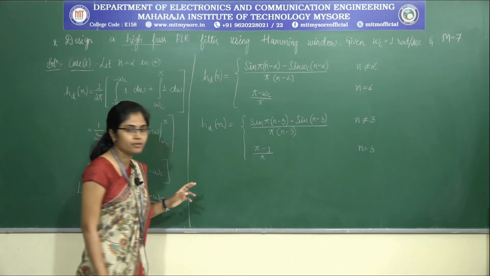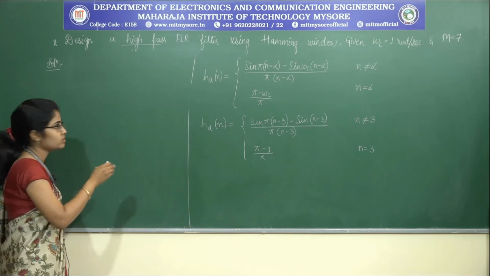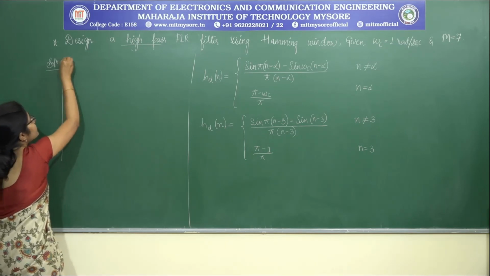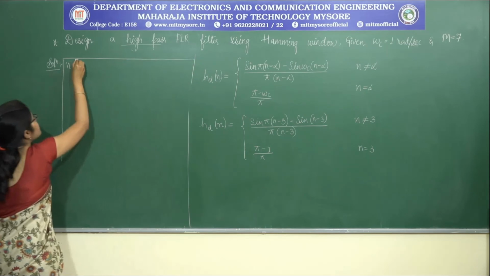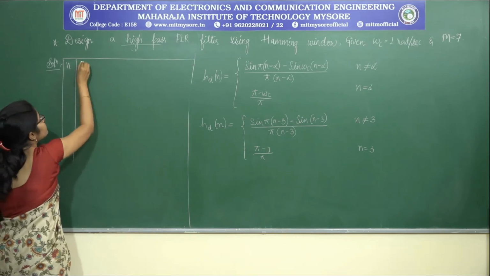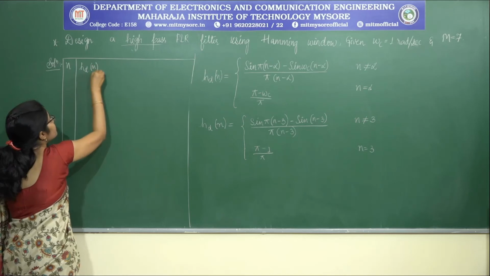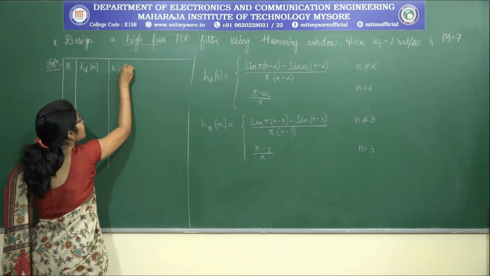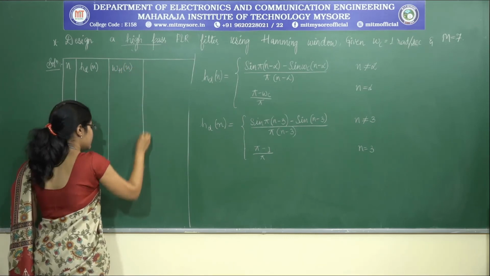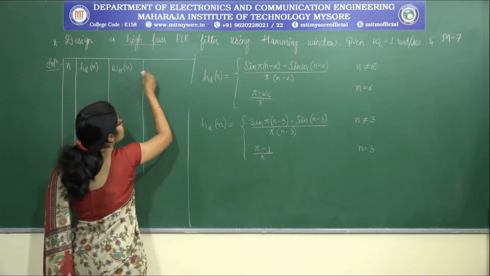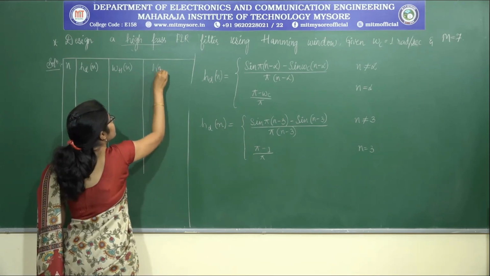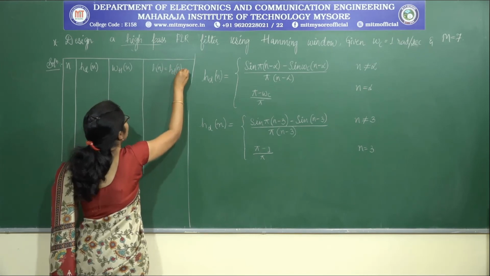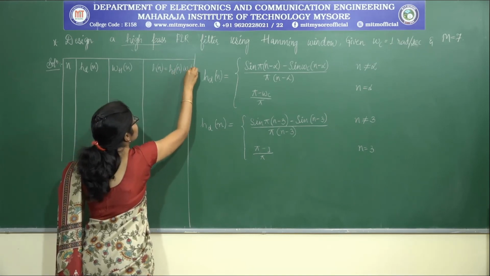Now with the help of hd of n, we should find out h of n. So if I draw the table, the first column will be n, the second column is hd of n, the third column is omega h of n. Why is it omega h? They are telling us to use which window? Hanning window. So I have written it as omega h. Then omega n, which is nothing but the product of hd of n into omega h of n.